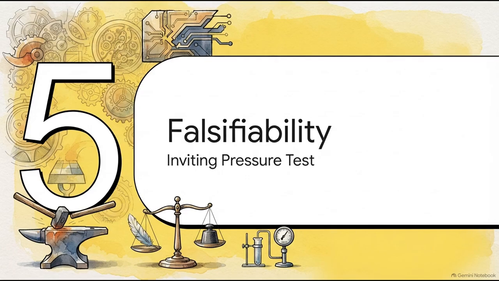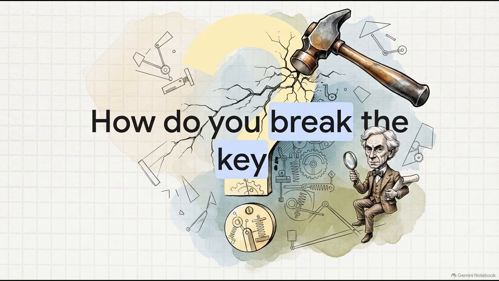Section 5. Falsifiability and break conditions. Inviting the pressure test. Here is where things get really fascinating. Any theory is only scientifically or logically valid if it can actually fail. So the million-dollar question is, how do you break this key?